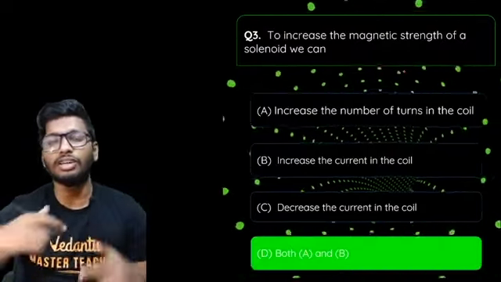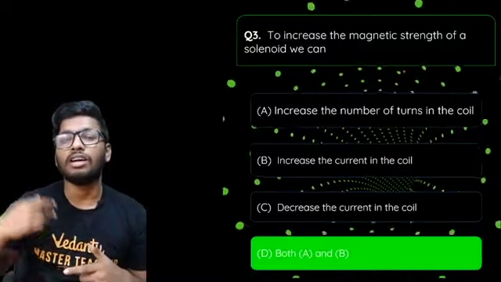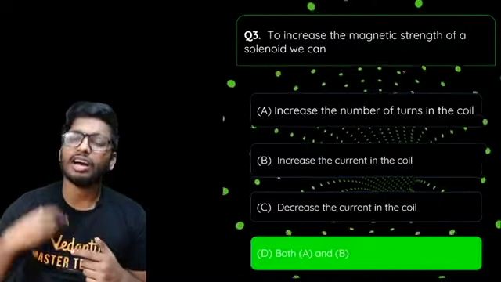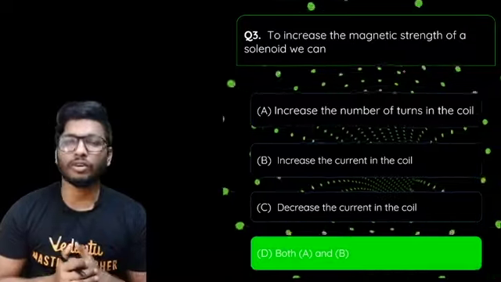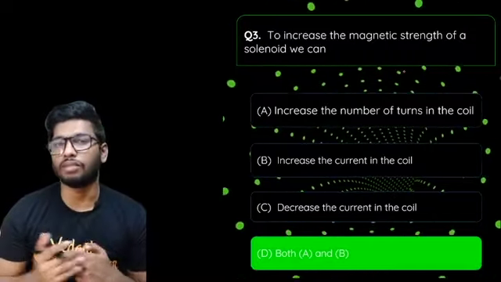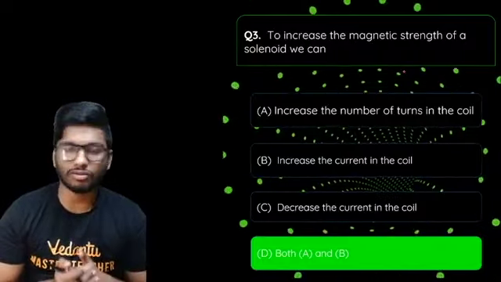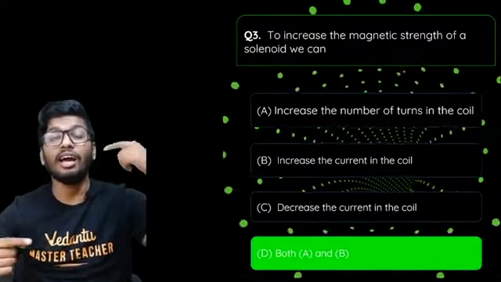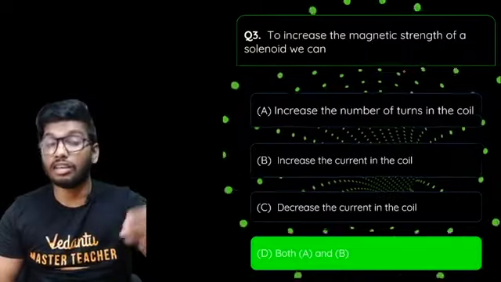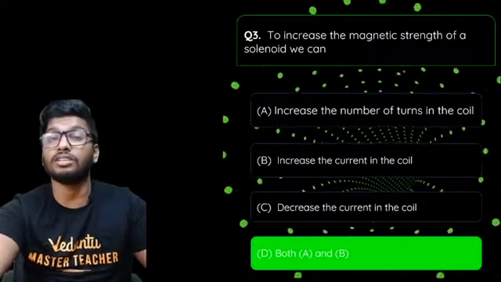That is, if you increase the number of turns in the conductor, the strength of the magnetic field will also increase. And obviously, if you increase the current flowing through the conductor, the strength of the magnetic field would also increase. So these are the two ways to actually increase the strength of the solenoid. One is to increase the number of turns, and the other is to increase the amount of current passing through the coil.